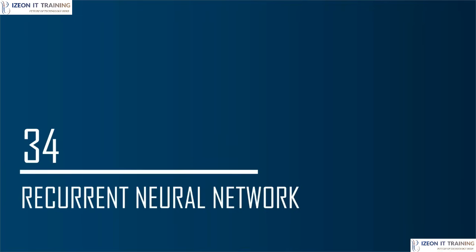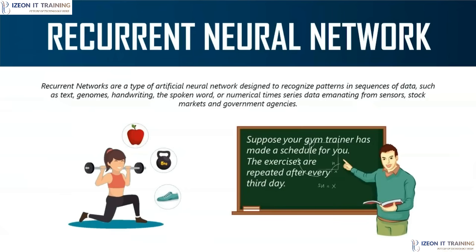How recurrent neural networks really work. Recurrent networks are a type of artificial neural network designed to recognize patterns in sequences of data such as text, genomes, handwriting, spoken words, time series data, sensors, stock markets, and government agencies.